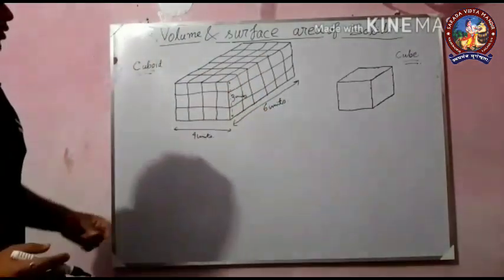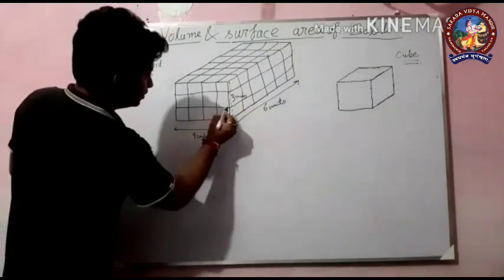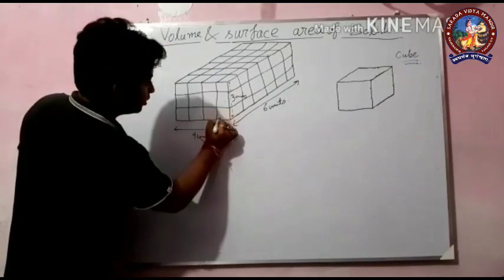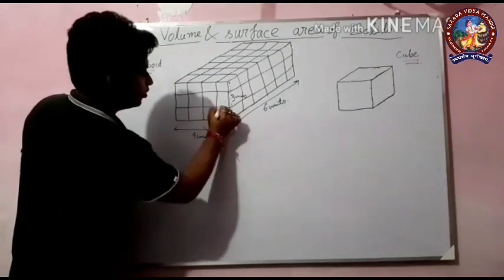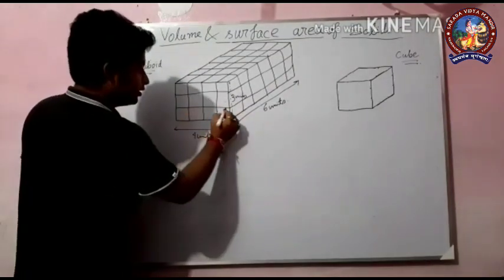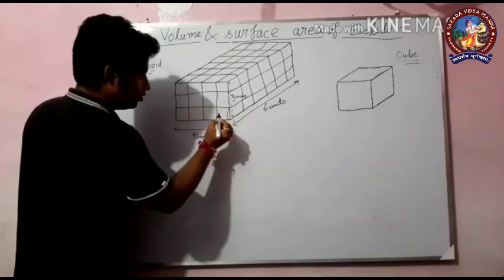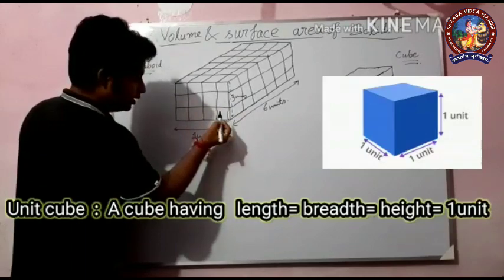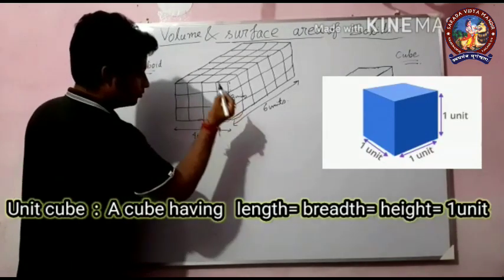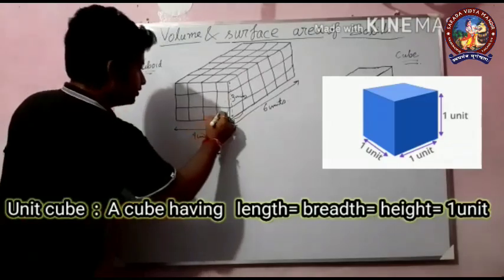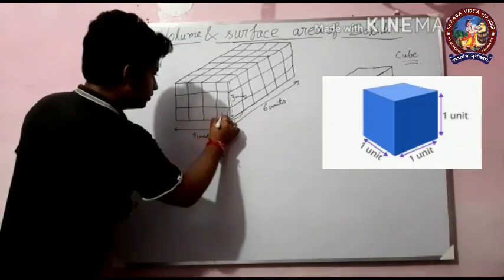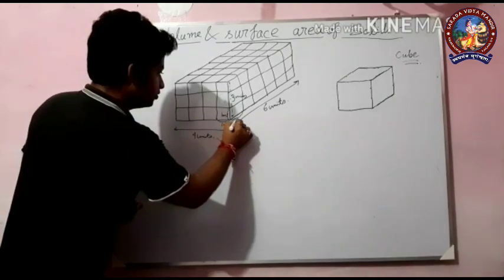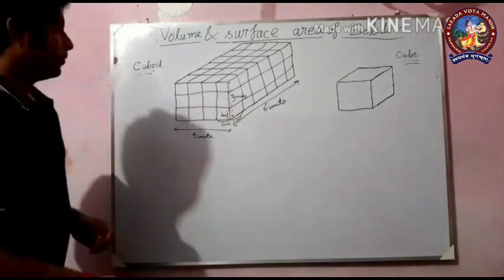Here. This is a unit cube. This is a cube of unit height, length and breadth. This is the height of the unit cube. This is the length of the unit cube and this is the breadth of the unit cube. Okay. This is 1 unit. This is also 1 unit. This is also 1 unit. Okay.